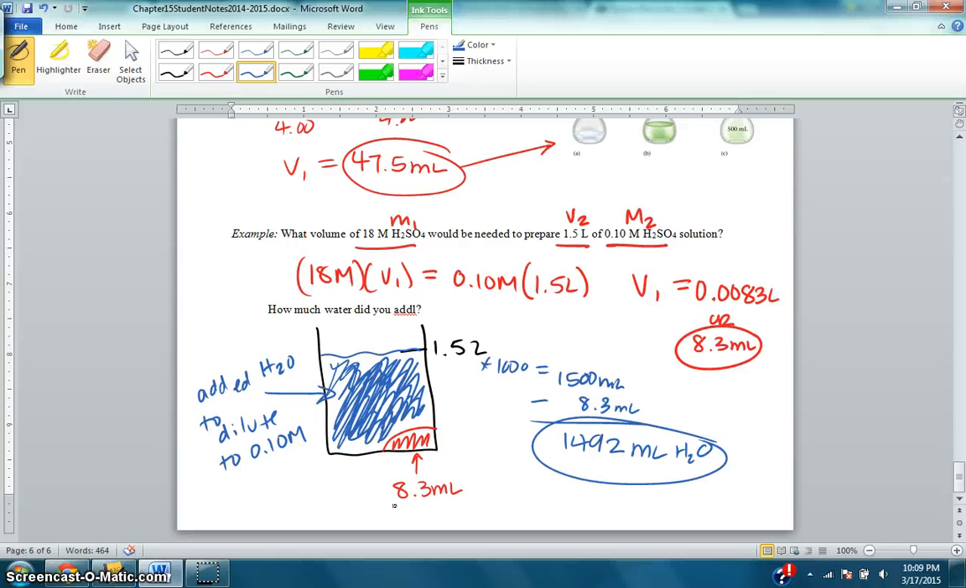So these are the types of problems we can have for dilution. What I'd like you guys to do now is go ahead and show this so that you've completed your videos and get the practice worksheet to work on for the remainder of the period.